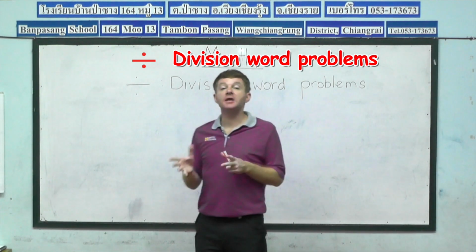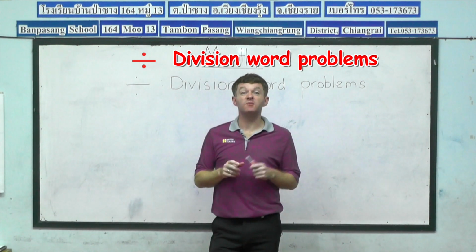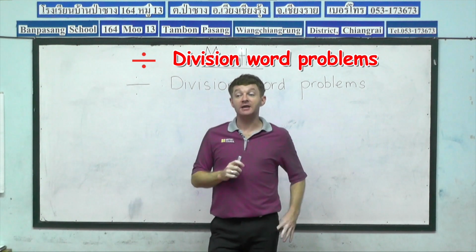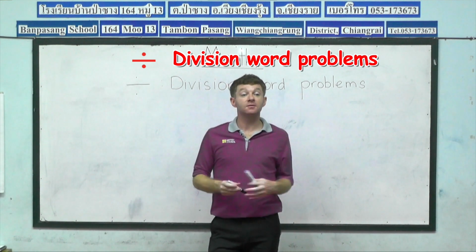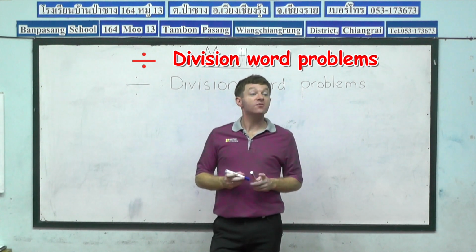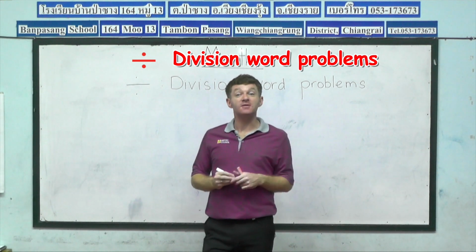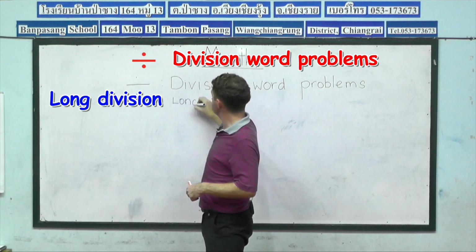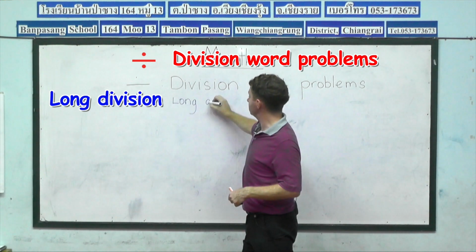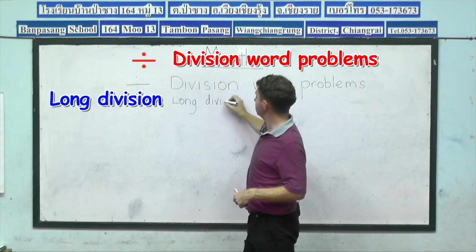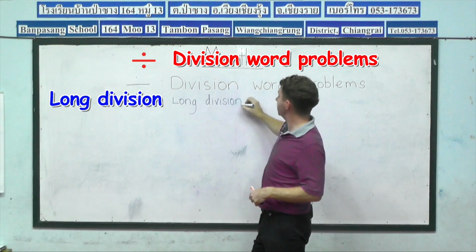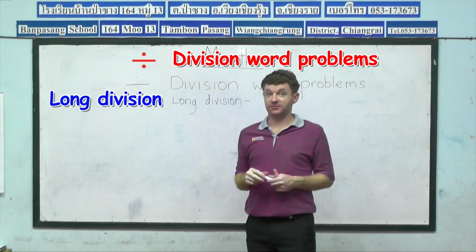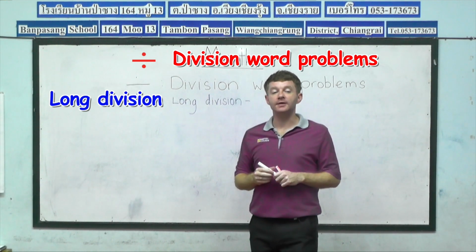Now, when we've been doing our division calculations, we've been using a specific method that involves 4 steps. Does anybody remember what method of division? Long division. Yes, we've been doing long division. L-O-N-G division, D-I-V-I-S-I-O-N. Now, long division has 4 steps involved. Who can tell me what the first one is?